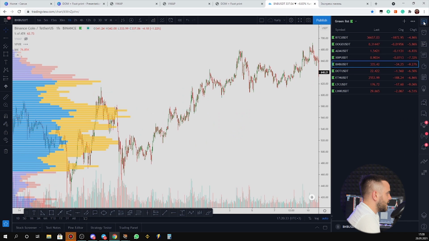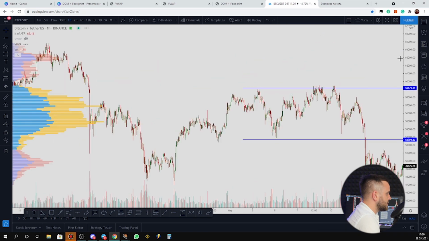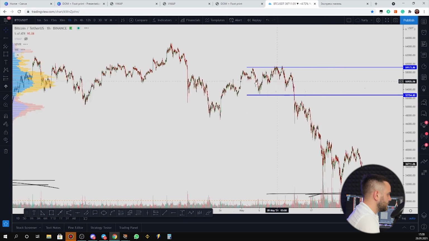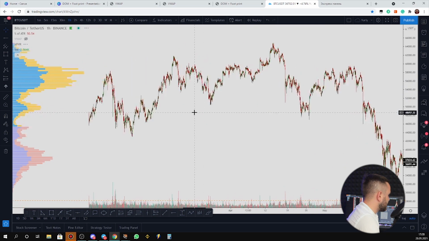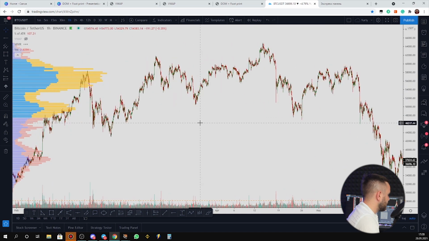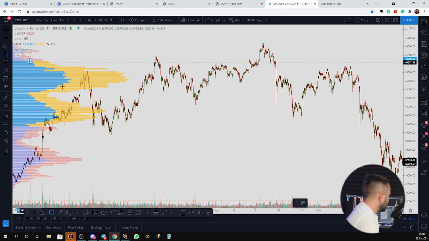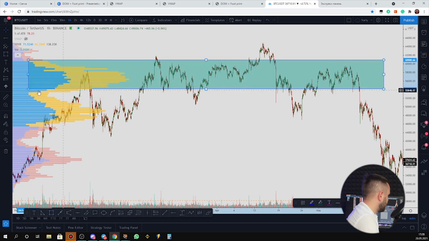If you saw my update on Bitcoin that I recorded a few days ago, I told that from this place there was a huge possibility price would start a powerful downdrop. Because take a look at what happened. Here was a big volume, a massive value area here on the high. And take a look at what happened after that.